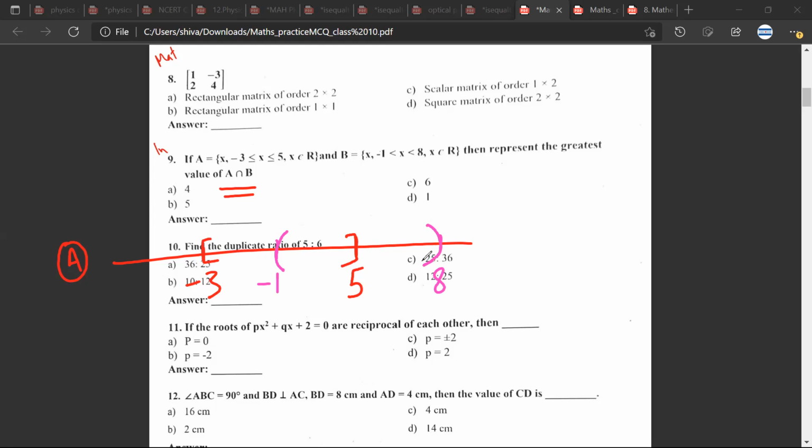So what will be the greatest value of A intersection B? What will be A intersection B? See, Mr. CB, x belongs to real numbers. Okay, so that would be x is greater than minus 1 but less than or equal to 5. So this is the intersection. Have you understood? Yes. So what will be the greatest value? 5. Any doubt? No.